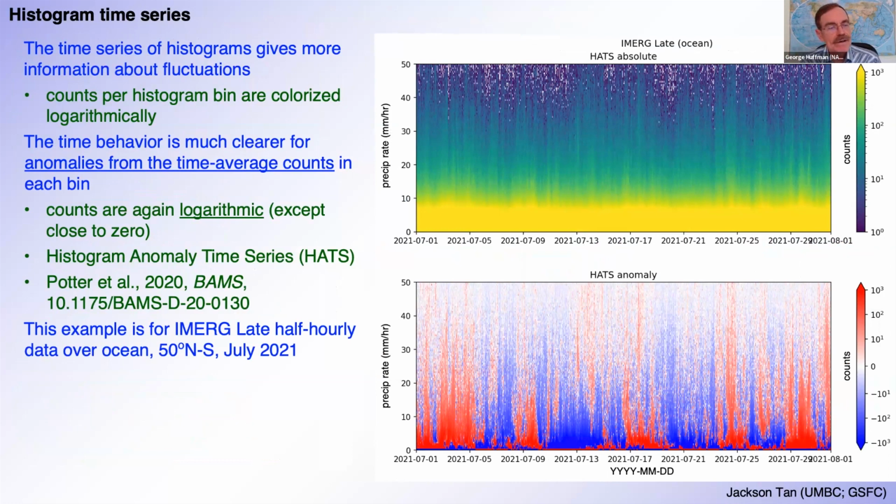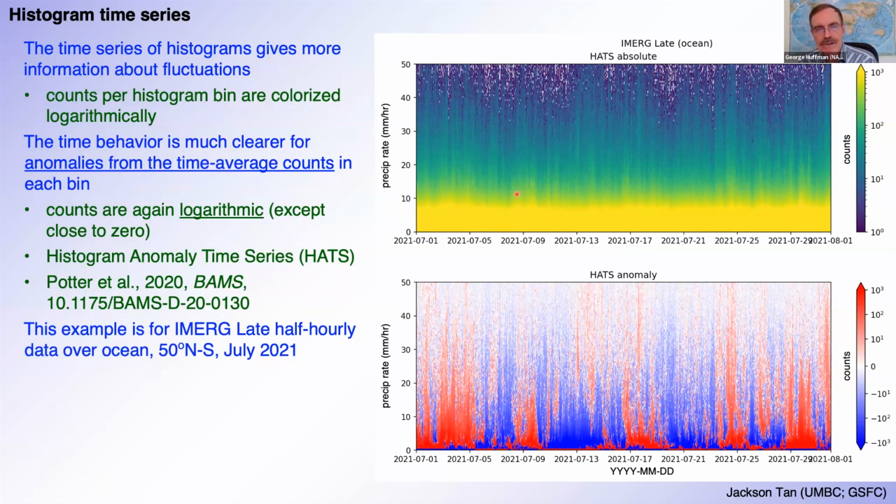What I've done here is put together what I call HATS, the histogram anomaly time series, that I did an article with Jerry Potter back in 2020, formerly of 606. It was in BAMS. On the vertical axis, I have the precipitation rate, and then I plot each histogram as a vertical column, which is colorized exponentially because there are lots of little events and only a few big events. Unfortunately, when I did this, it's like, well, okay, it's streaky, but what's that mean?